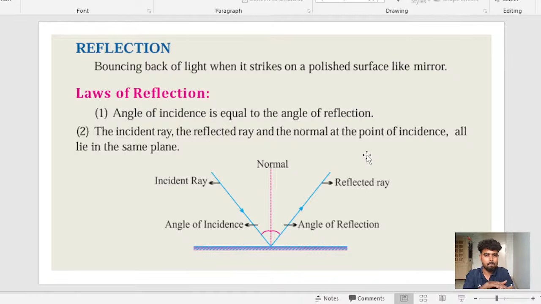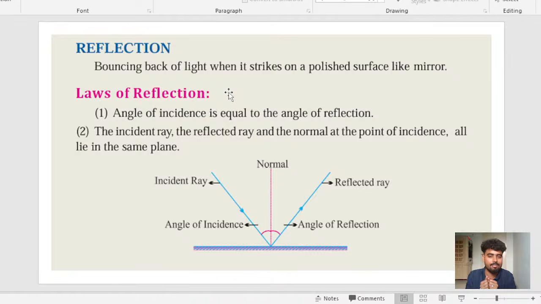Let us consider a polished surface or a smooth surface like a mirror or tiles. For example, I'm just going to throw a ball on the polished surface. What will happen? Bouncing of ball takes place. Like that, when a ray of light falls on a smooth surface, what will happen? Bouncing of light takes place. So, when we are talking about that, we should know about the laws of reflection.